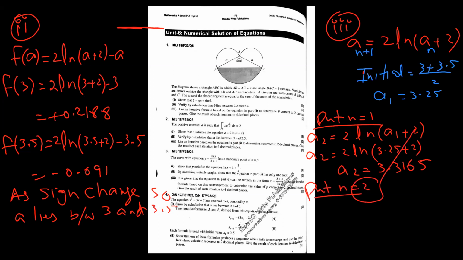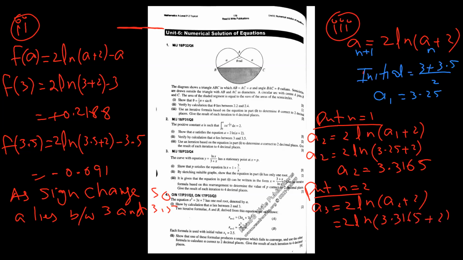When I put 2 in the top equation, here it becomes A2, and when I put 2 here, 2 plus 1 becomes 3. So I get A3 is equal to 2 times 2 logarithm A2 plus 2. Now the A2 value will come here: 3.3165 plus 2. Look here, he says to show your result for each iteration, so you have to show working.